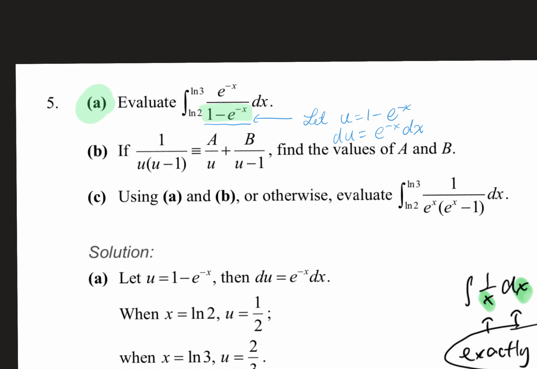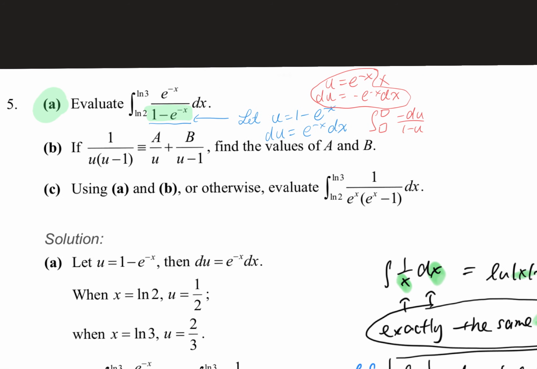And some of you select u to be e to the power negative x. It is not a good one, because after you have done the next step, you are unable to solve it. That means after you substitute, you only get negative du over 1 minus u. You may continue, but it is obviously not the best choice. And then later on, you need to change it to something again, and then d(1 minus u) to do so.